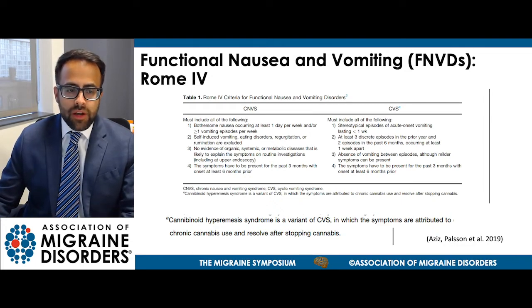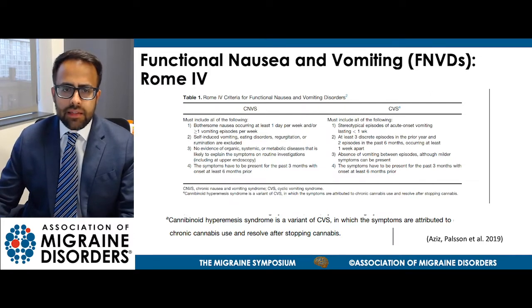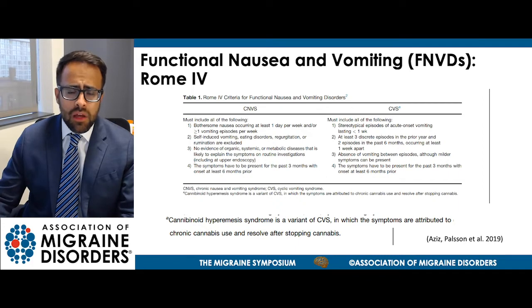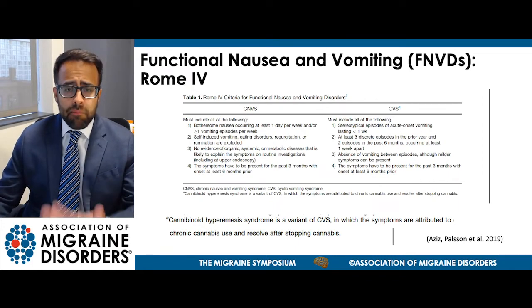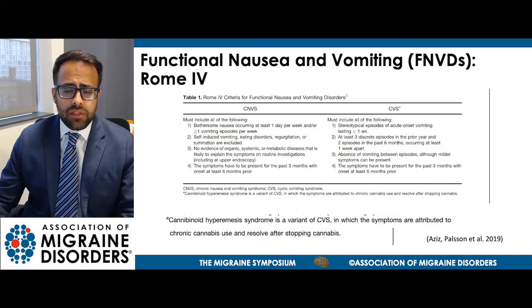The Rome 4 criteria considers cannabis hyperemesis syndrome as a variant of CVS, which is basically CVS that is in the setting of cannabis usage, although I think that is an overdiagnosis that's made often by clinicians who seek to turn the blame on patients in order to say that there's something that they're doing to provoke suffering.